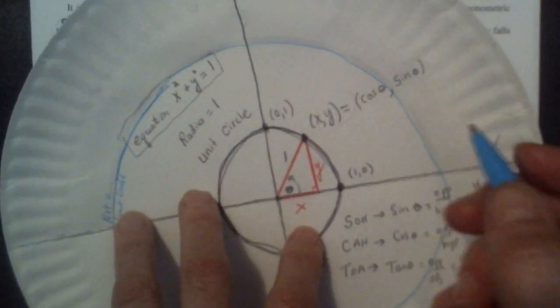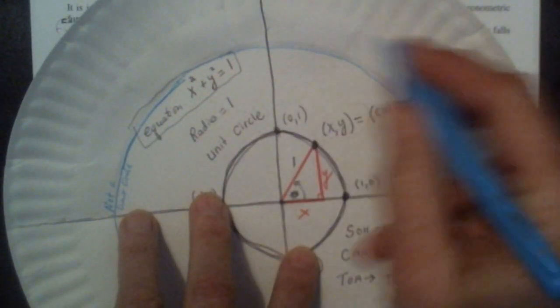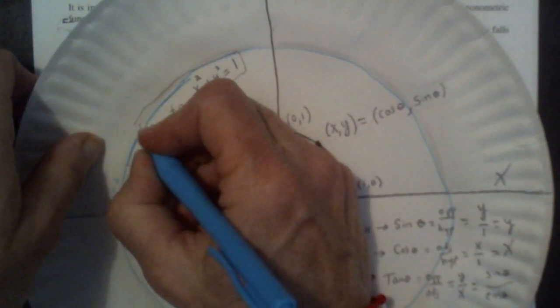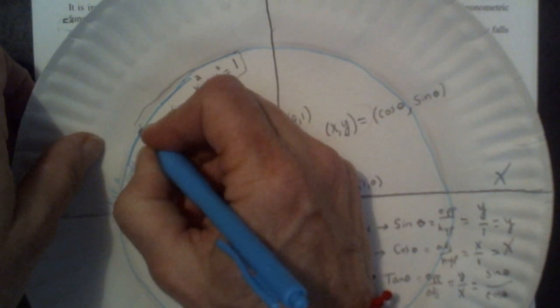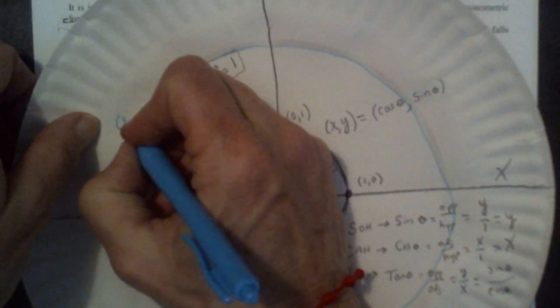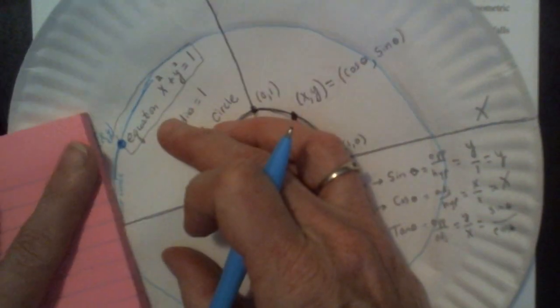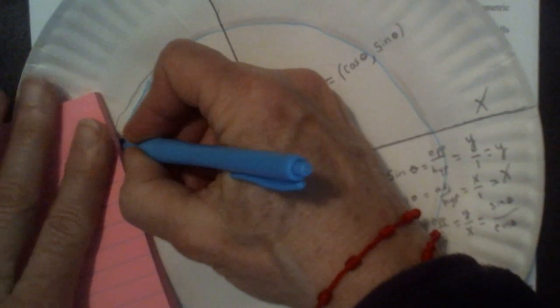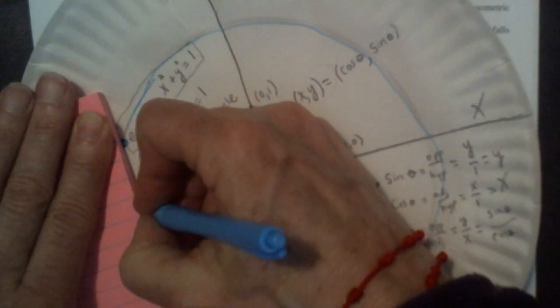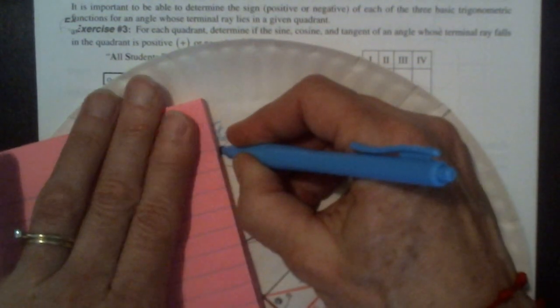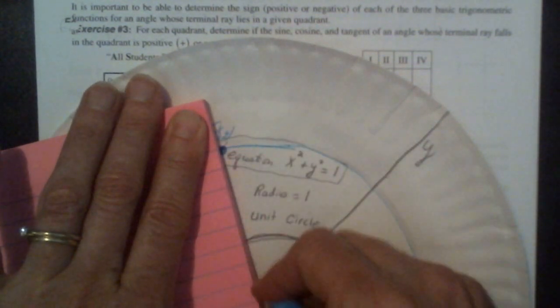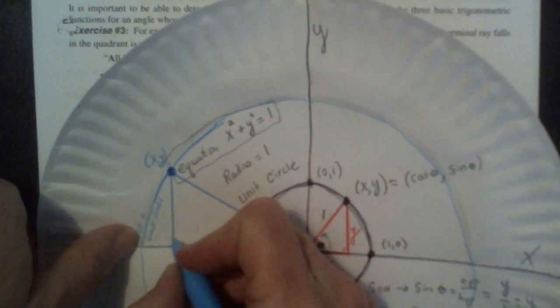What we're going to do is put a point on this blue circle. I've got it messy up here, but put a point over here in quadrant 2, and mark this point x comma y. Take a straight edge and drop a perpendicular down to the x-axis, and draw from the origin, which is the center of the paper plate, to the xy value. And what you've created is a right triangle here.